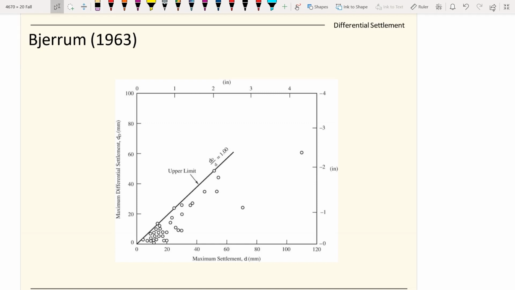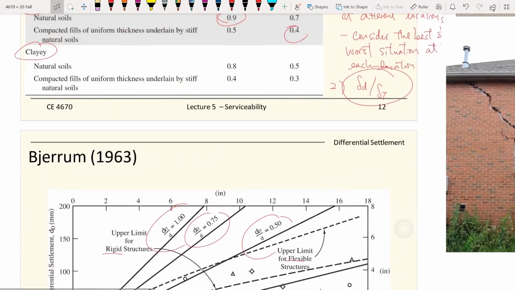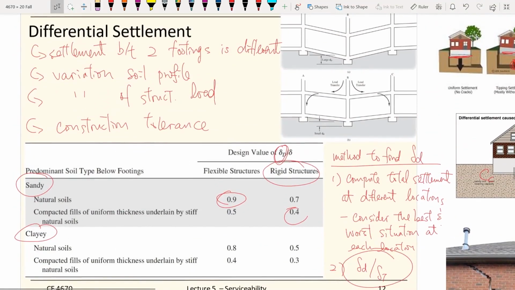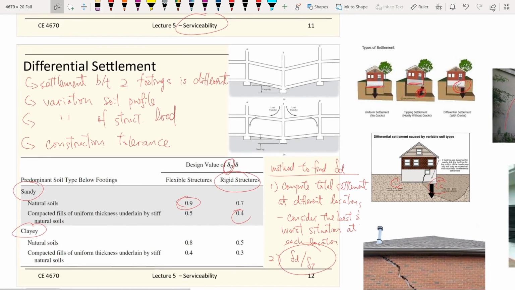If you get a chance to take the graduate level geotech design course, we will talk more on this issue. But at this point, my expectation for you is to know what differential settlement is and why it happens, so that when you see design values or design criteria, they make sense to you and you know what you're expecting.